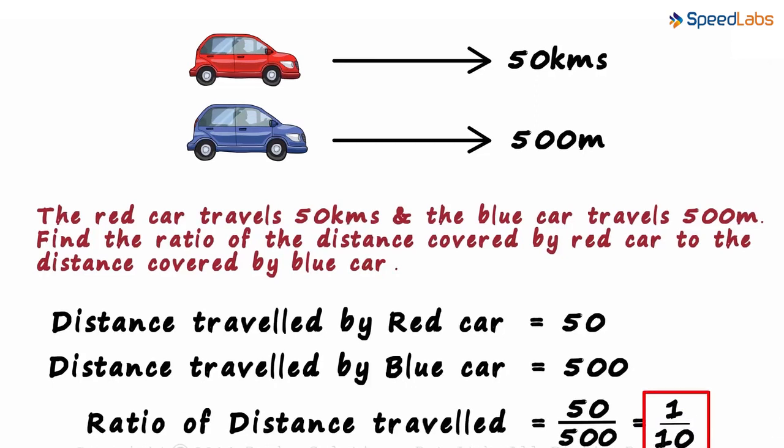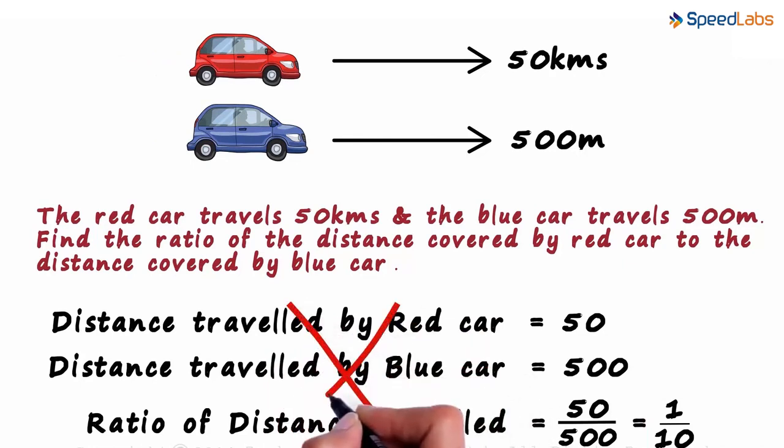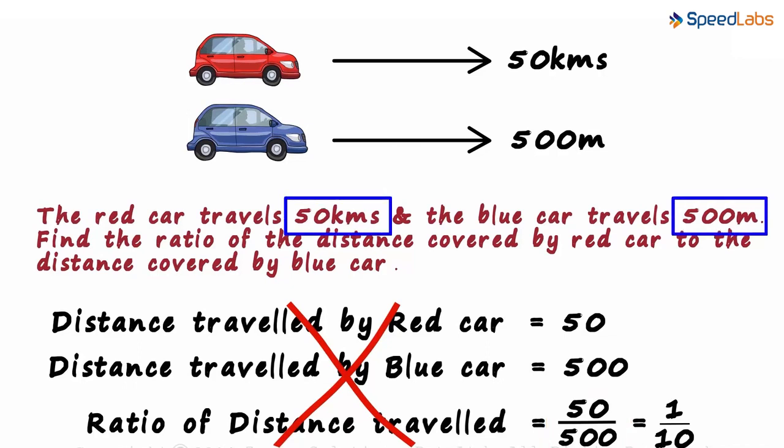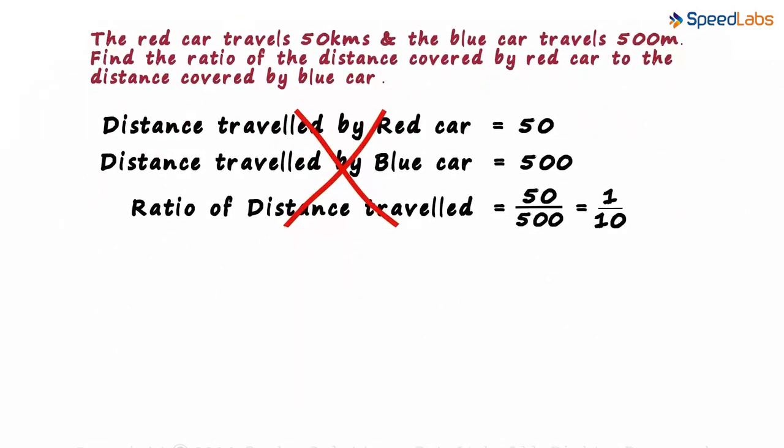This ratio basically tells us that the blue car has travelled 10 times the distance travelled by the red car. Correct? No, it is incorrect because the units of the quantities we are comparing are not the same. We cannot compare meters to kilometers. We have to get both the quantities in the same units, either both kilometers or both meters. To avoid decimal points, let us convert kilometers to meters.